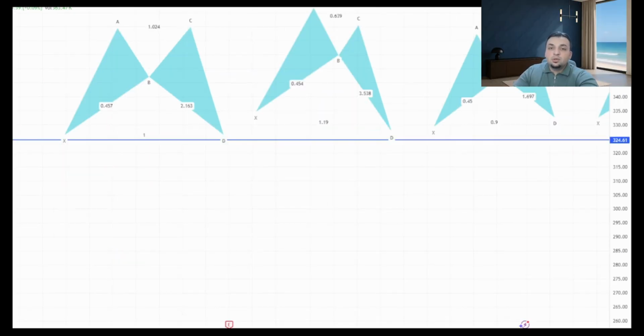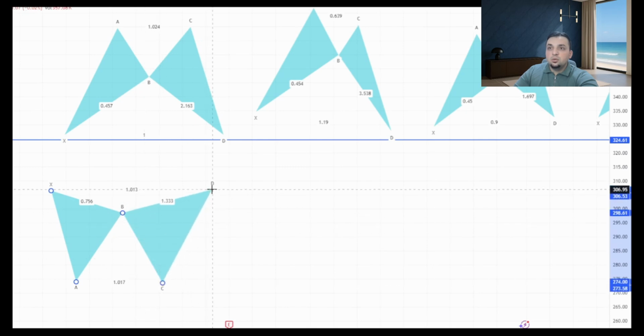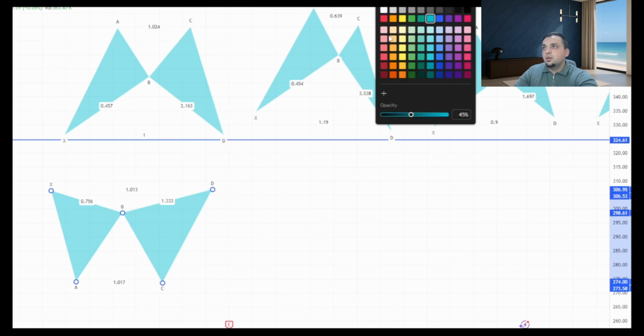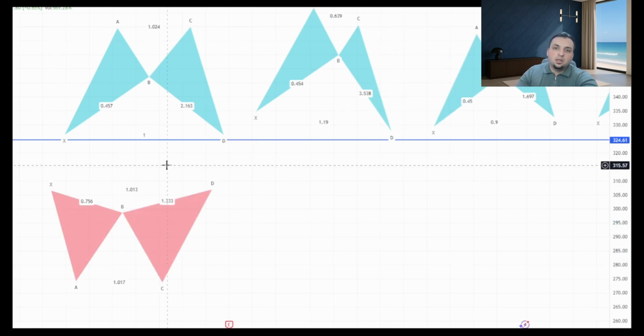Now let's speak about the four patterns that are for sellers. That gives us a short signal or a short opportunity that we can anticipate once the pattern is formed. So it goes like this, only vice versa. For example, we have X to A to B, B to C, and C to D. Now let me just change the color of this pattern to red, so we will know that it symbolizes a bearish movement after it's finished.